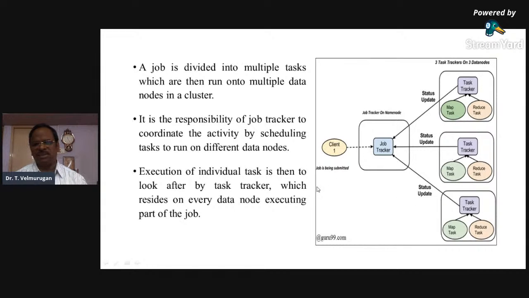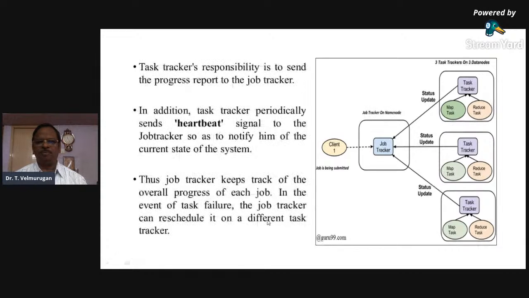Already we discussed what is the work of the job tracker and task tracker. Execution of individual tasks is looked after by the task tracker, which resides on every data node executing part of the job. The task tracker has the responsibility to send the progress report to the job tracker. In addition, the task tracker periodically sends a heartbeat signal.